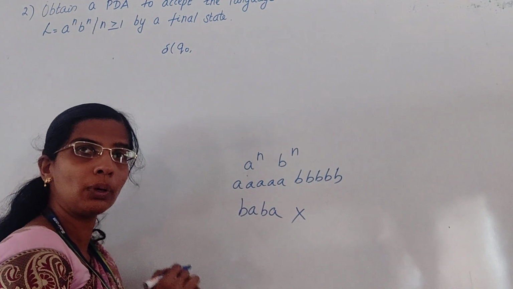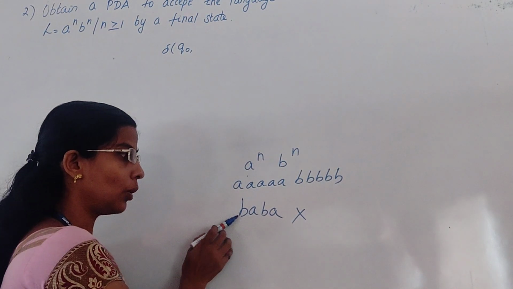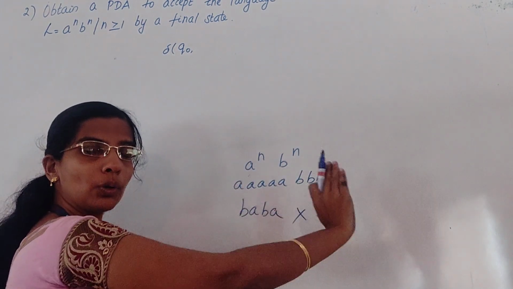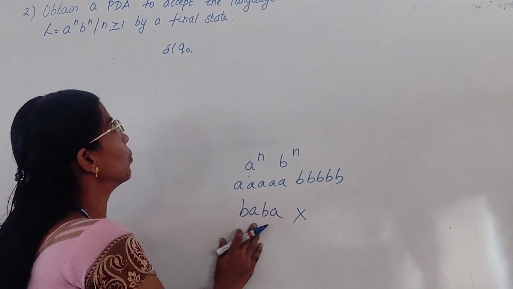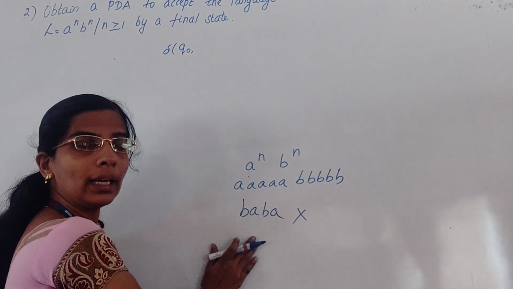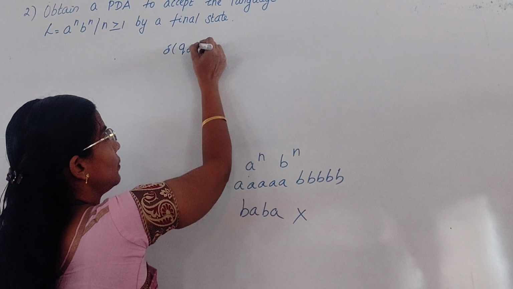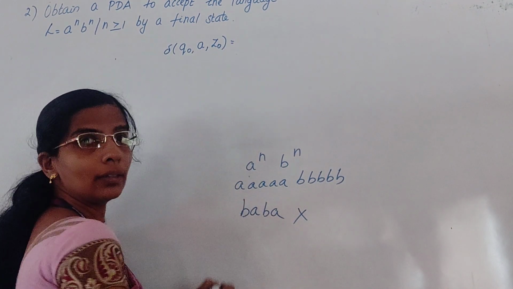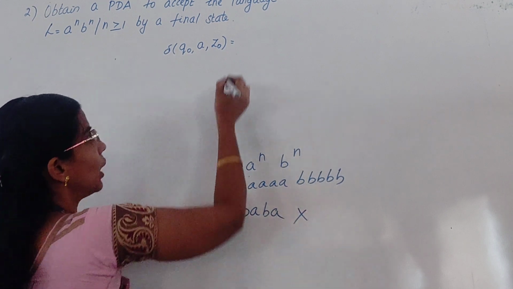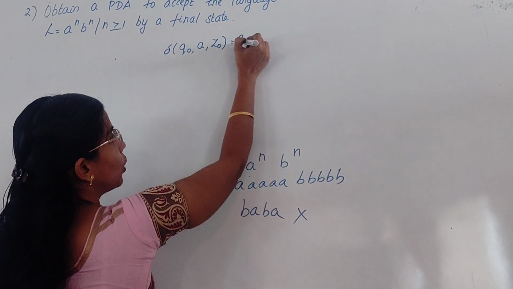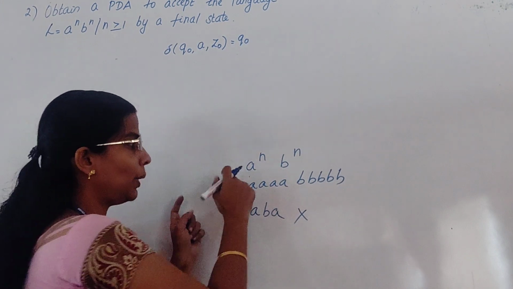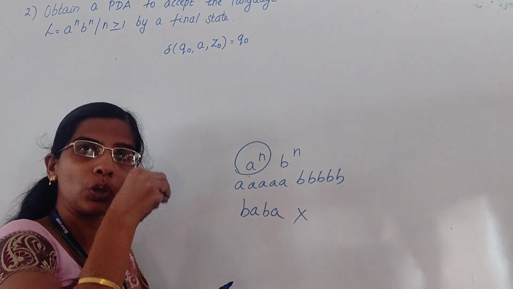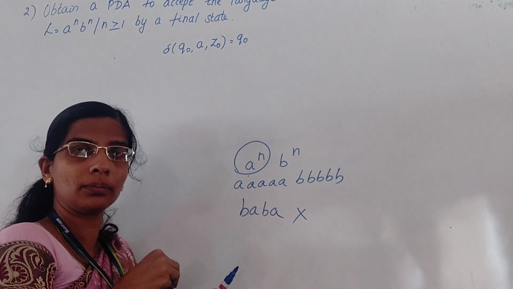Though it has equal number of A and B, it doesn't follow this ordering. First all A followed by B. So it is an invalid one. So first symbol I can have only A. So A and stack is empty. So what you have to do? You have to push. So in Q0, as I told, for every A I use this push operation and I push all the A's into my stack.